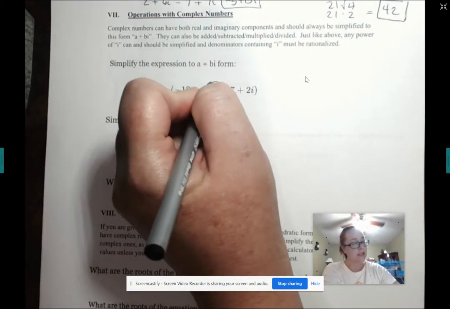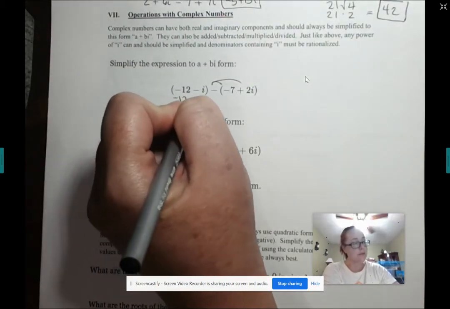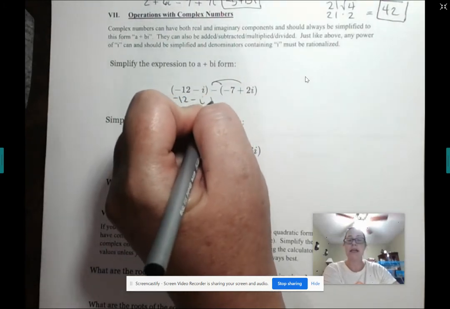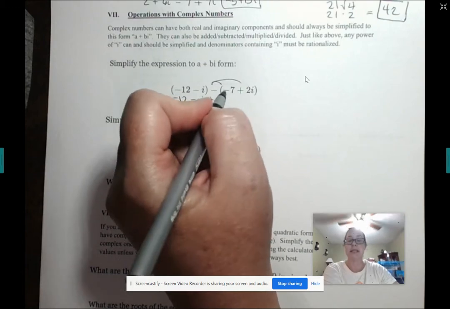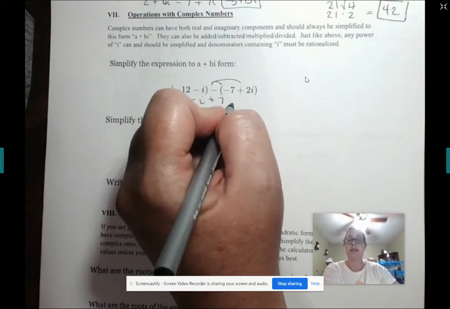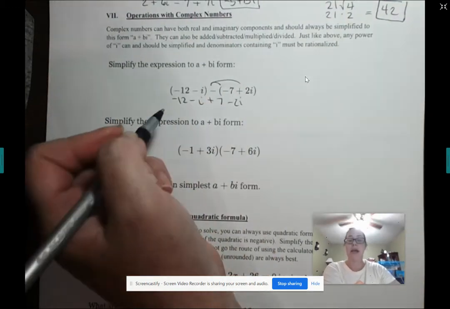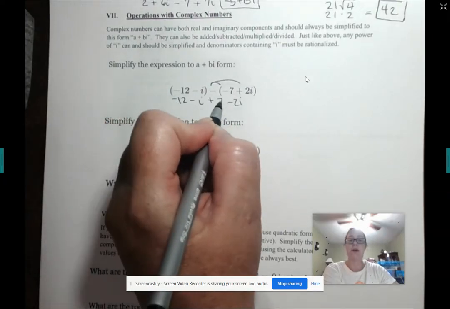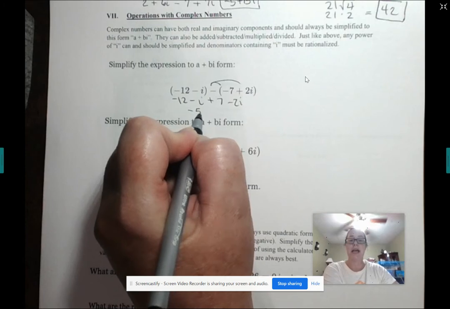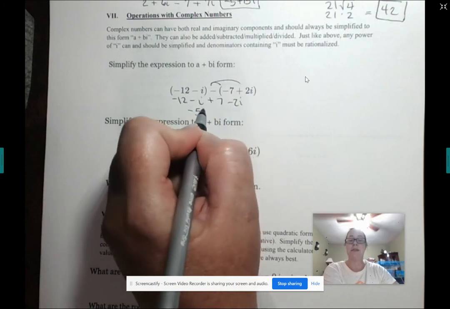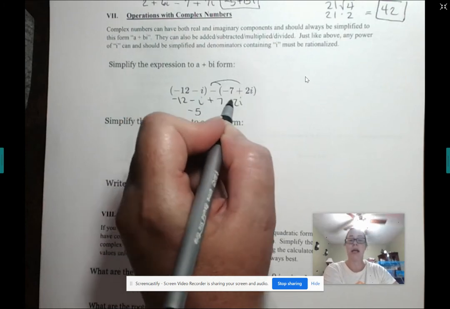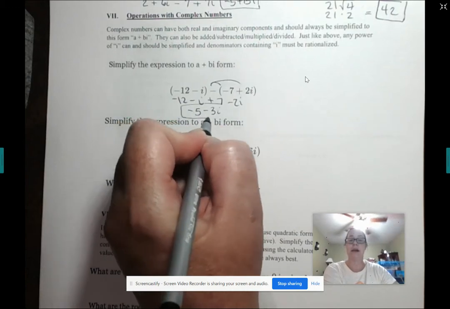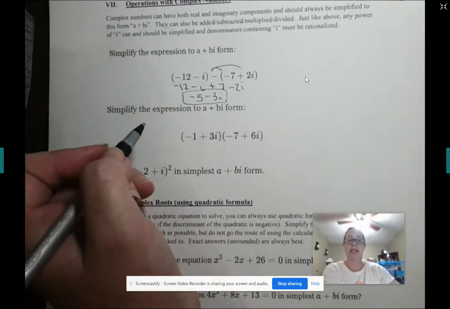So this problem is just a simple subtraction problem, negative 12 minus i, and then I'm going to distribute this minus sign to the negative 7, which makes it positive, and I'm going to distribute this minus sign to the 2i. And so this is what I have. I'm going to combine the real pieces together, negative 12 plus 7, and I'm going to combine the two imaginary pieces by adding them together. That's a negative 1i and a negative 2i. That would give me negative 3i, and this is my complex number for my answer.